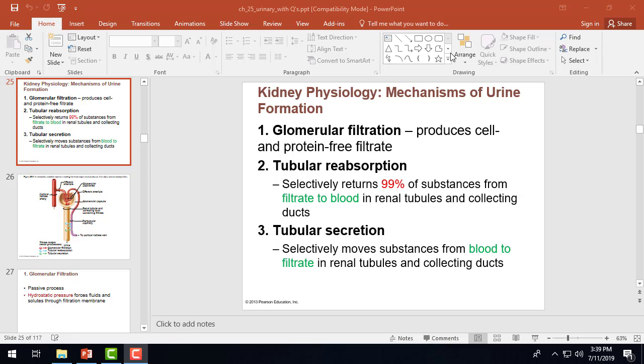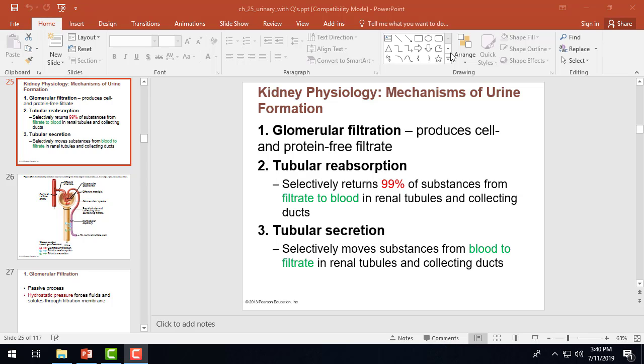Do we urinate that much? No, that'd be 92 two-liter bottles. You do not urinate that every single day. But we make 180 liters of filtrate every day. 99% of that gets reabsorbed, which means we make, on average, about 1.5 liters of urine a day. And again, that varies by how much you drink.